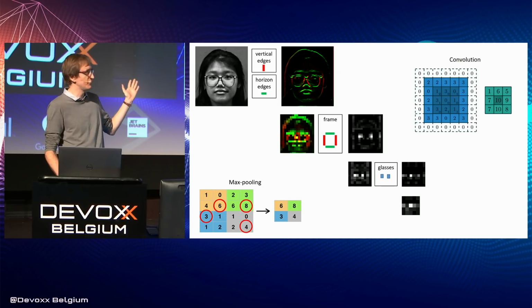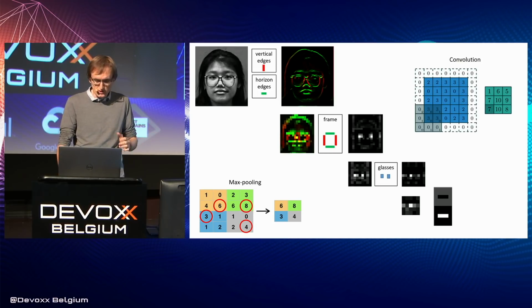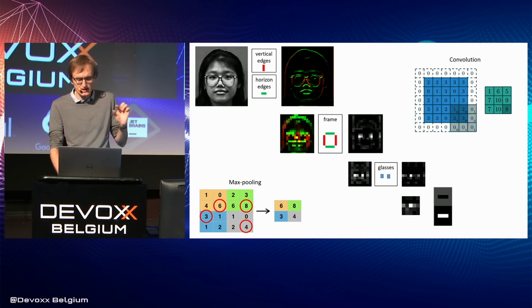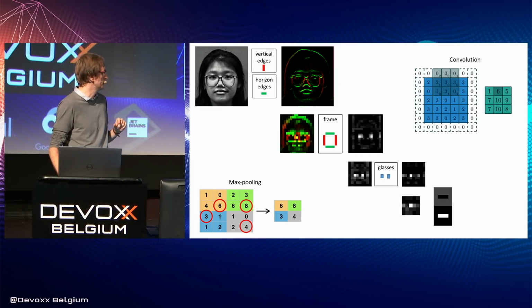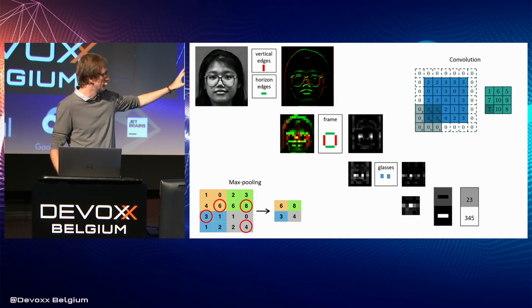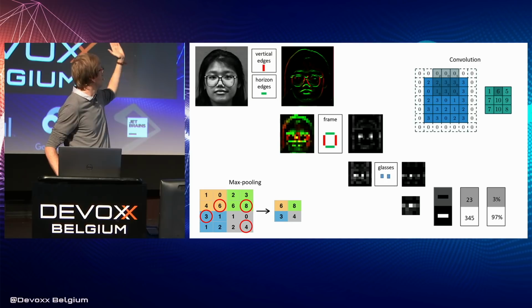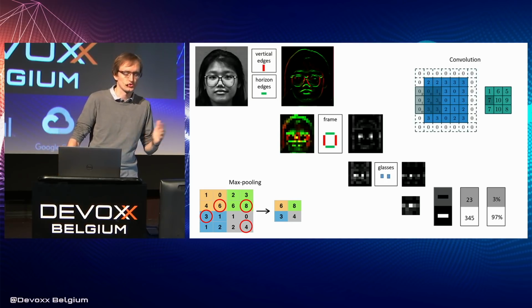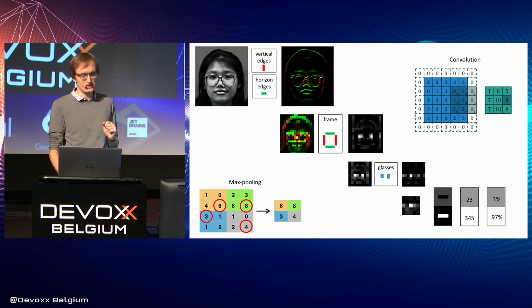We can easily classify our result. So if the middle pixels are much brighter than all around, then we probably detect glasses. In this case, it is true. The response from the middle is much greater than from all around. So we have 97%, we are sure that these are glasses.